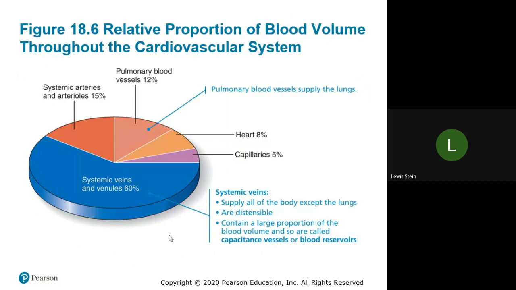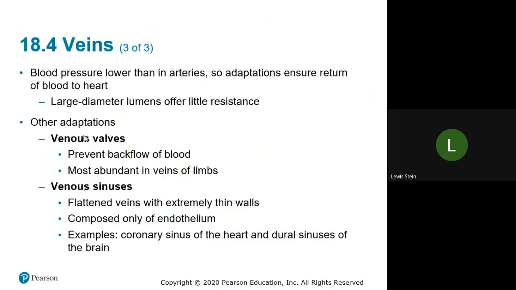You saw that illustration. In the systemic veins and venules, 60%. In the arteries, 15%. In the lung, the pulmonary blood vessels, 12%. In the heart, 8%, and the capillaries, 5%. So it's a tremendous predominance, four times as much in veins than in arteries, if you look at all of those different systems. So we underestimate their importance.